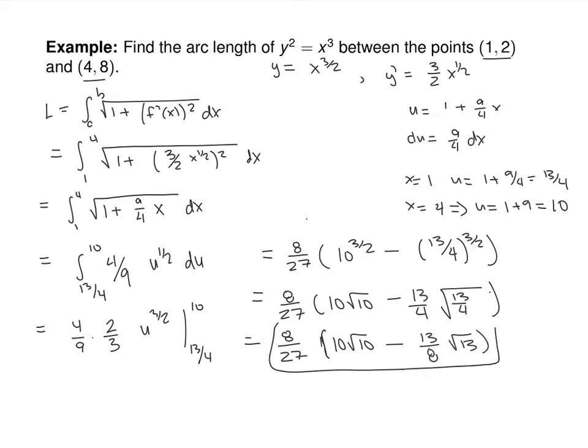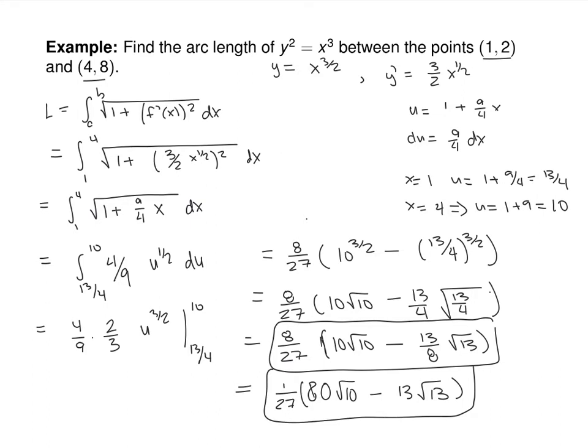And that's good enough. Your textbook did this problem, and what they did was distribute the 8 because that made the 8 in the denominator cancel. So they said it was 1/27 times 80 root 10 minus 13 root 13. Either one's okay with me because the arithmetic isn't the important part. The important part is, can you set it up and do the u substitution correctly?